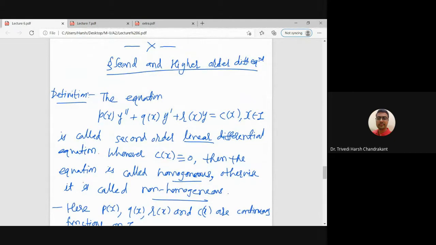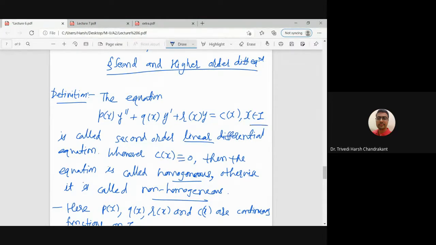What we started in the previous lecture, the new thing, is the second order differential equation, and the first example we have considered is a linear differential equation, whose general form is p(x) y double dash plus q(x) y dash plus r(x) y is equal to c(x), where these functions p(x), q(x), r(x), and c(x) are continuous functions over the given interval I.